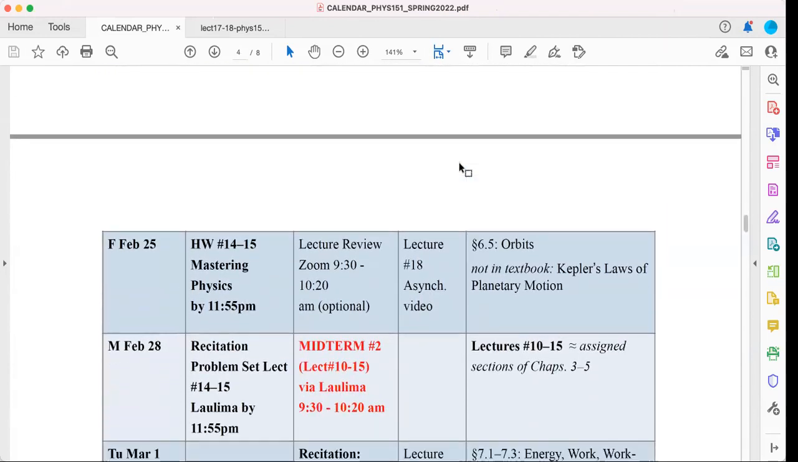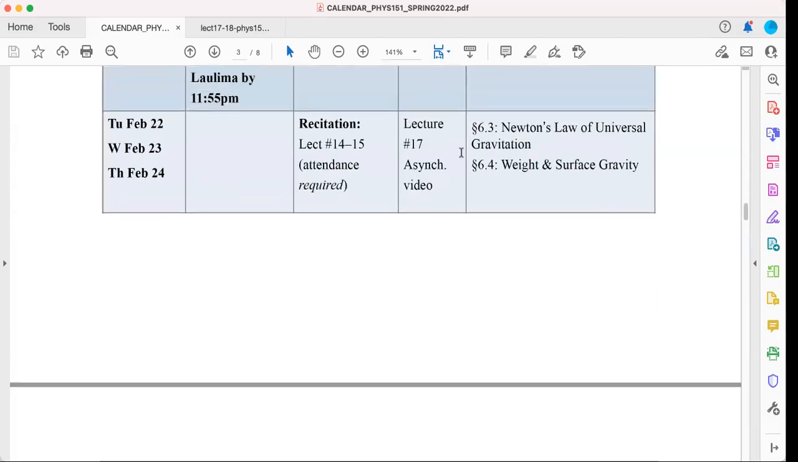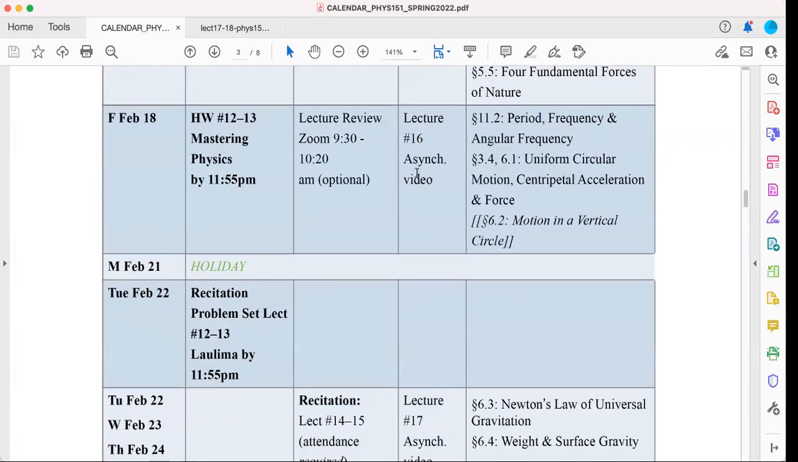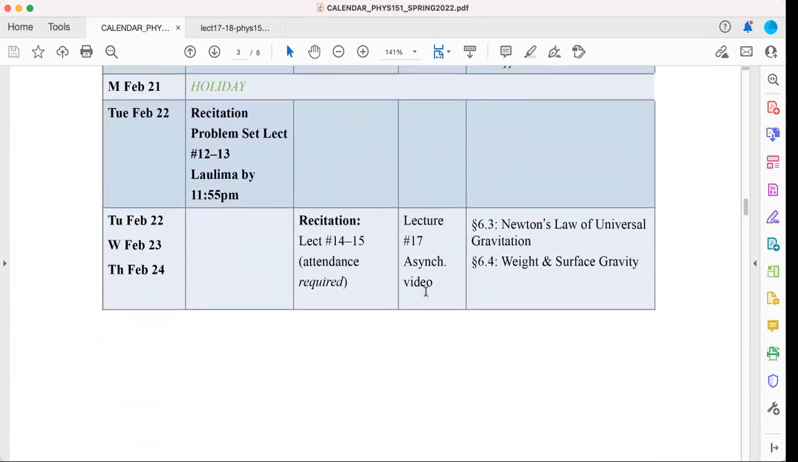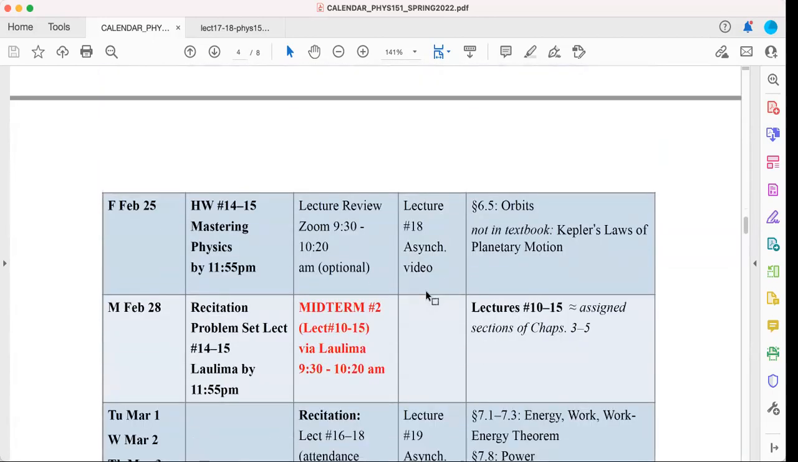Okay, so today is the 25th. So we have to go through lecture 18, which is about orbits, and I think also lecture 17, which was about Newton's law and universal gravitation. Yes, these are the two that we need to cover. Monday was a holiday and it was a long weekend, so I hope you had a long weekend last week.